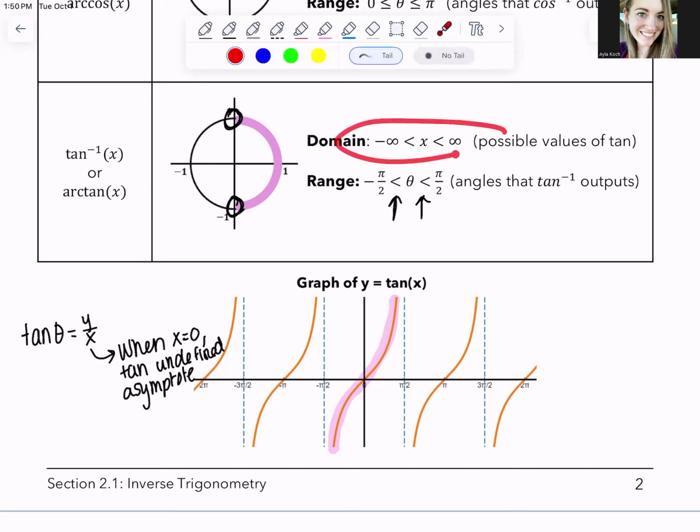The domain for tangent is everything. Tangent can be any value. It has these asymptotes that go up and down forever. So it can take anything in, but its outputs will only range between -pi/2 and pi/2.